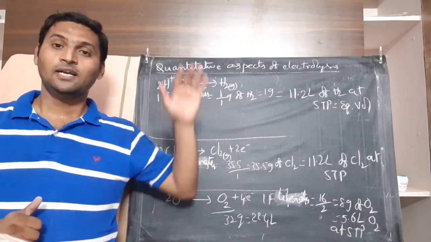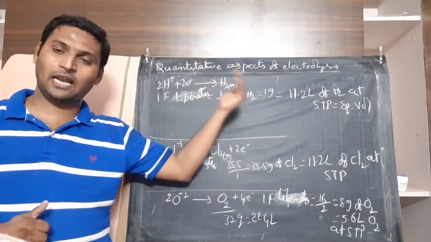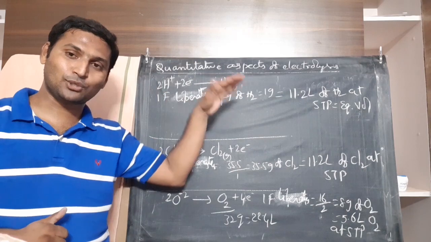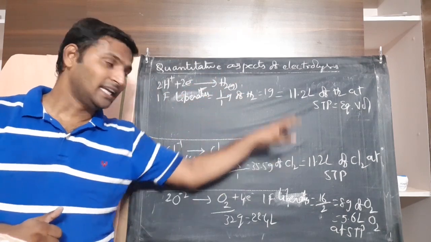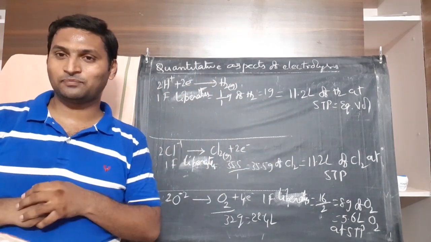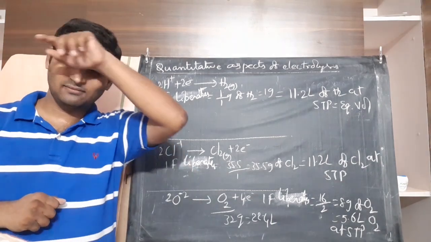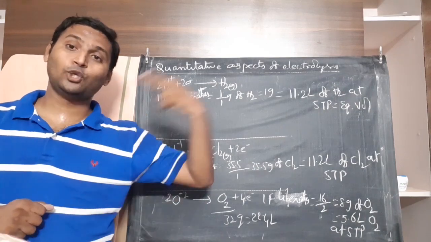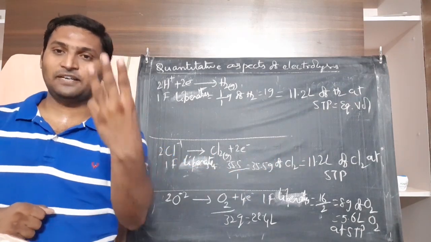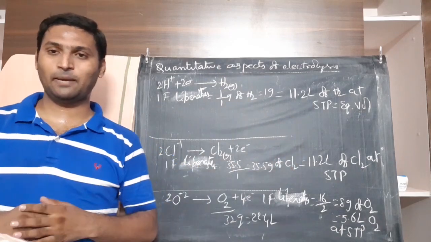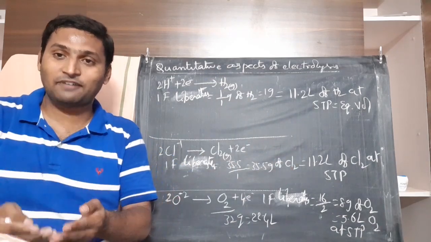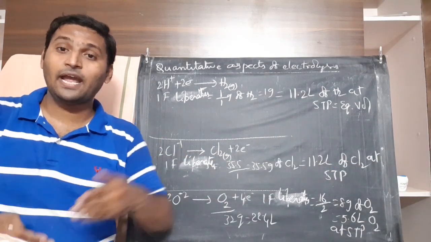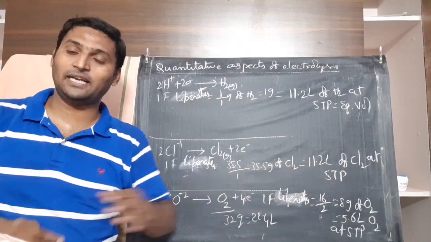Now, with the fundamental knowledge we had and the logics we know, we have applied them and understood the quantitative aspects. In this quantitative aspect, what did you understand? 1 Faraday, if I supply, 1 equivalent will be deposited or liberated. If I supply 2 Faraday, 2 equivalents will be deposited or liberated. If I supply 3 Faraday, 3 equivalents will be deposited or liberated. If I supply half Faraday, half equivalent will be deposited or liberated. If I supply 0.1 Faraday, 0.1 equivalents will be deposited or liberated.